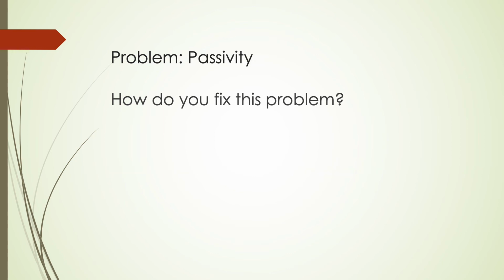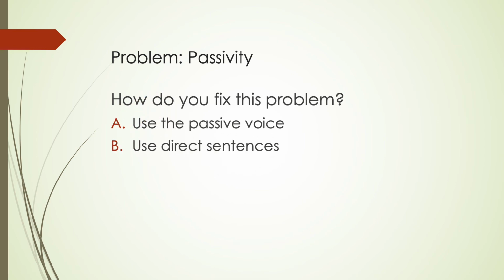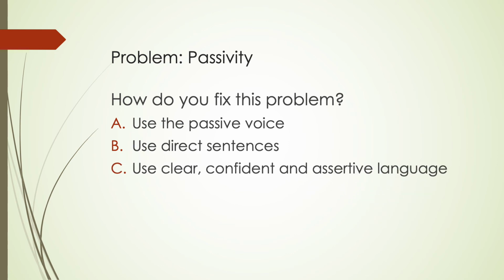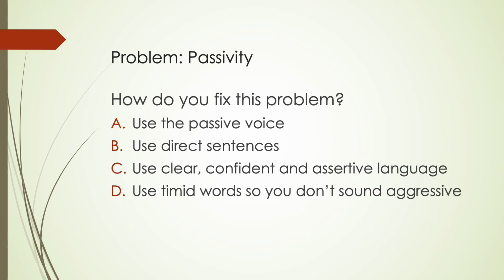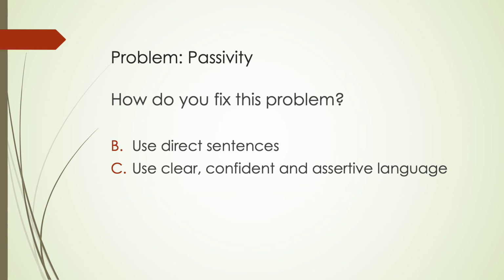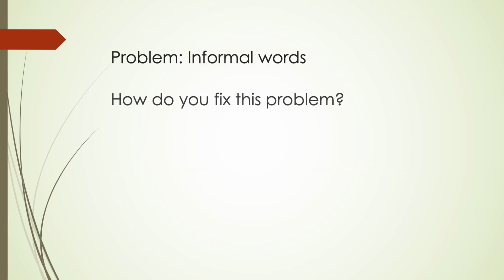Passivity. How do you fix this problem? A, use the passive voice. B, use direct sentences. C, use clear, confident, and assertive language. Or D, use timid words so you don't sound aggressive. What is the correct answer? Yes, B and C. Use direct sentences. Use clear, confident, and assertive language.